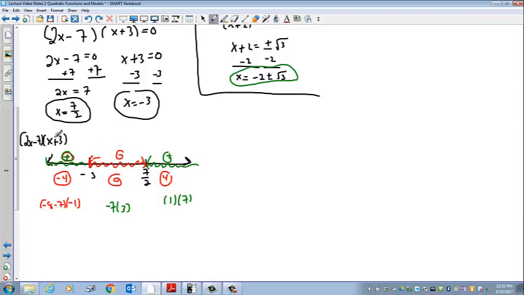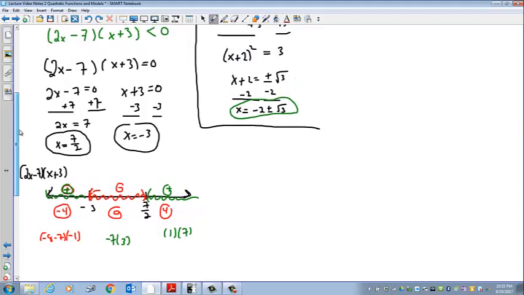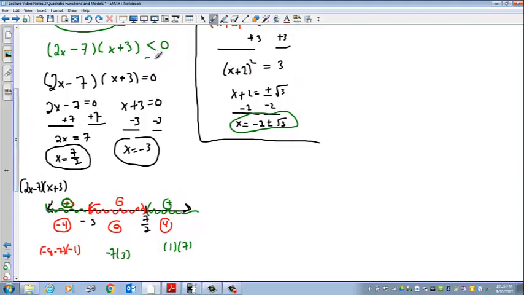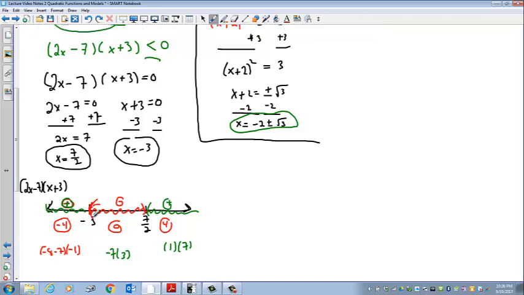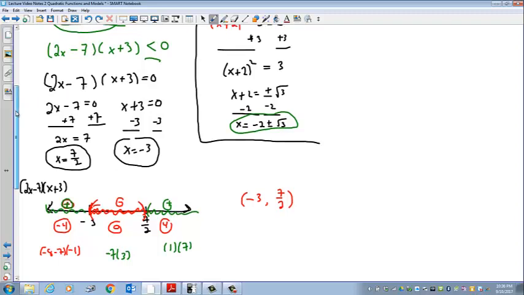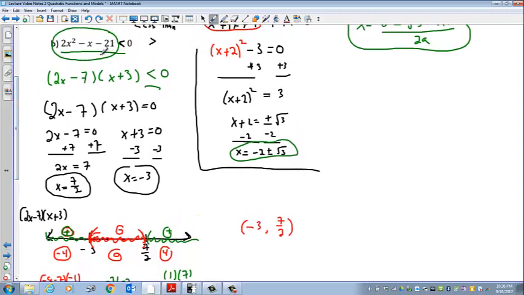Now what we want is what? We want to know when it's less than 0. So when it's less than 0, we care about this red stuff right here, and because it's less than, we don't include those endpoints. We just take all those values there. So our answer would be between -3 and 7/2. So if you give me a number between -3 and 7/2, and you plug it into this expression right here above, this 2x squared minus x minus 21, it should be less than 0.